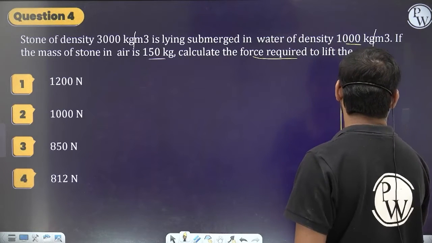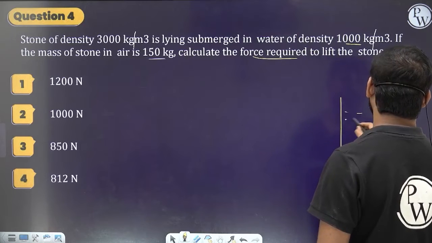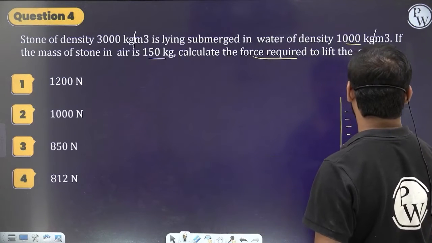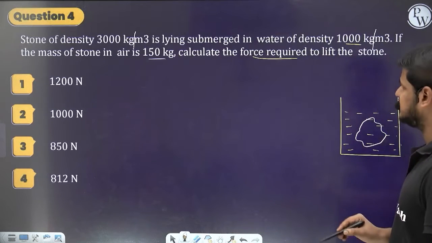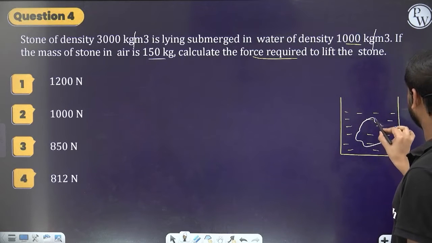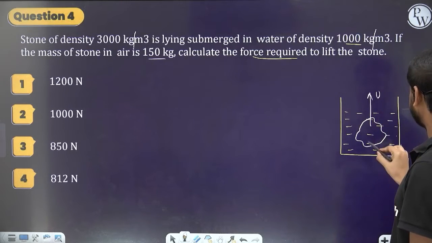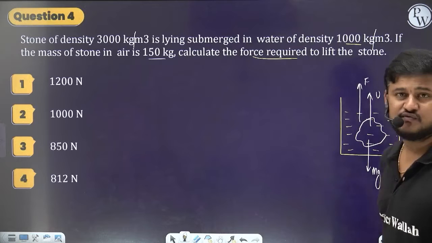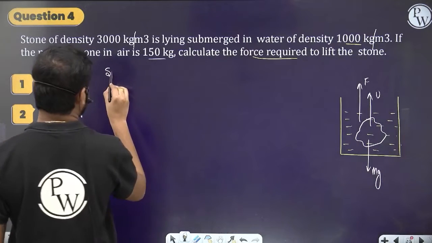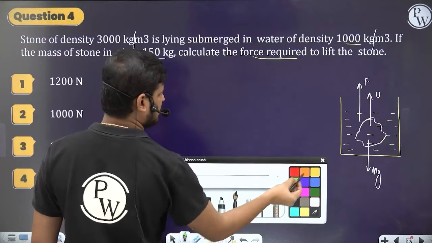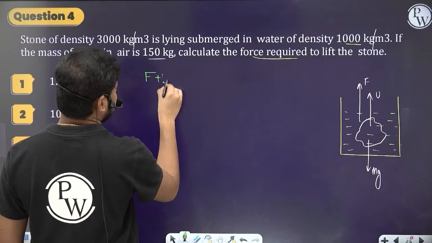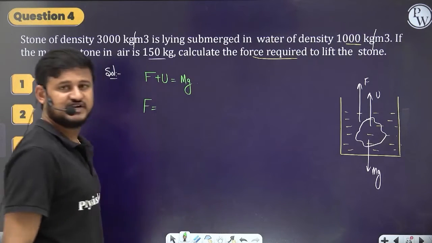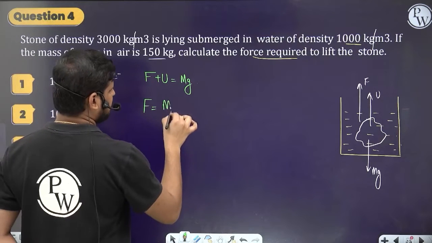See here. It is there inside the liquid. So this is the upthrust which acts on it, and then its own weight mg acts, and let's suppose you are trying to lift it up with a force F. So the general equation here is: the force plus upthrust is equal to mg. So the force with which you are trying to lift it, that's what we have to find, which is nothing but mg minus U.